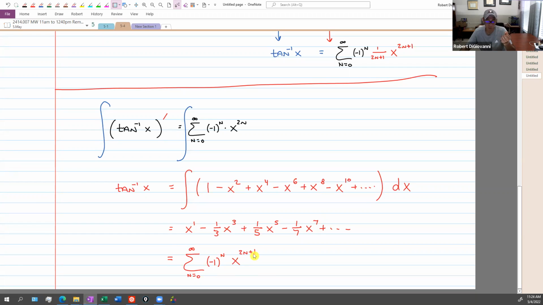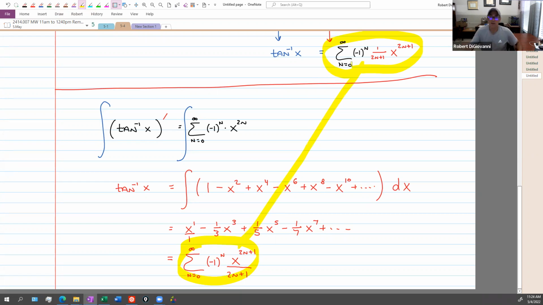Because when I plug in 0, I get 1. When I plug in 1, I get 3. Plug in 2, I get 5, right? And then I want to divide all that by the same numbers, 1, 3, 5, 7. So I put 2n plus 1 here. And that exactly matches what we got there. You should be comfortable doing it both ways, all right? Questions there?